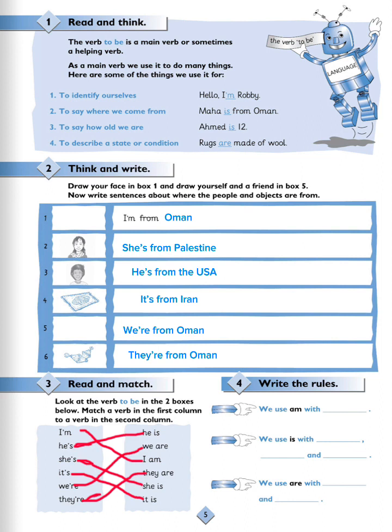Let's see the answers. We use am with I. We use is with she, he, and it. We use are with they and we.